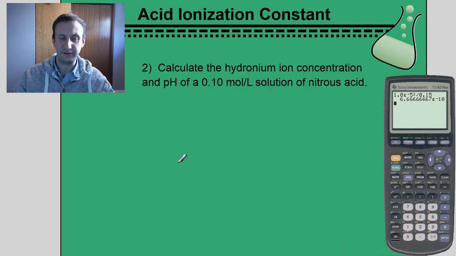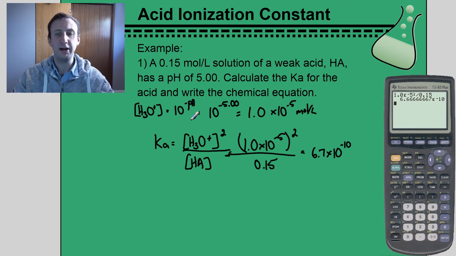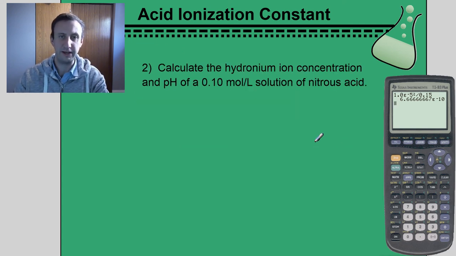So it is interesting to see where that value relates to how strong of an acid it is. And this is a fairly weak acid. All right, so that's a Ka calculation. Let's now try something where we're finding, let's say, hydronium. So calculate the hydronium ion concentration and pH of a 0.10 mole per liter solution of nitrous acid.